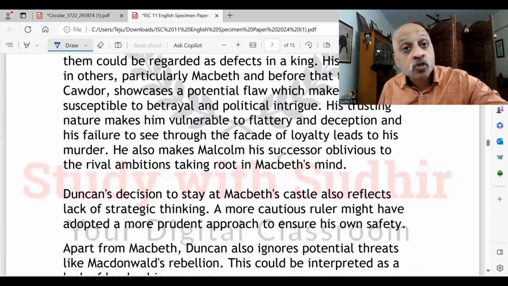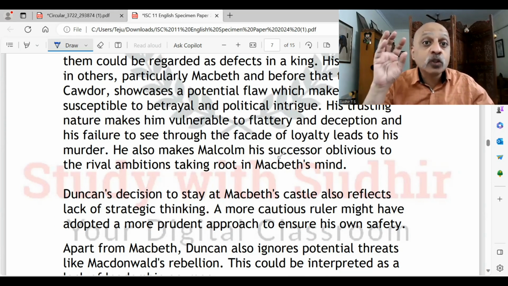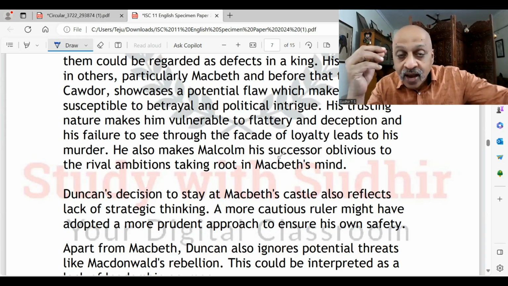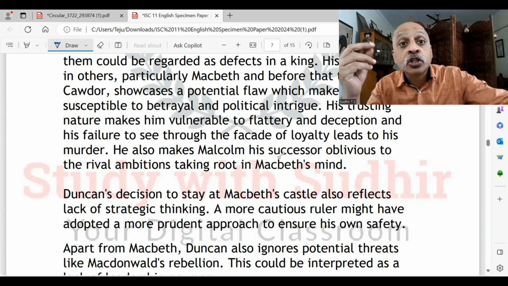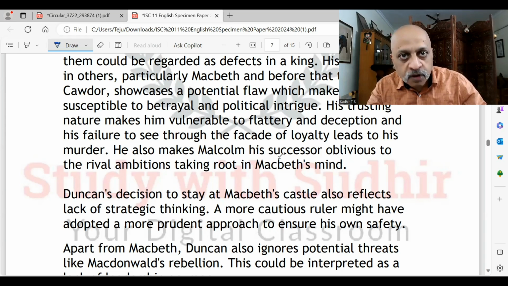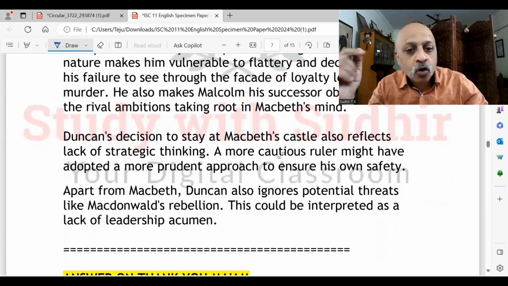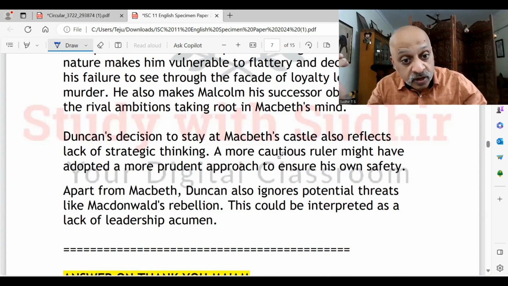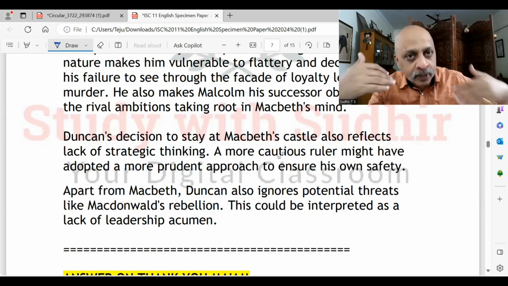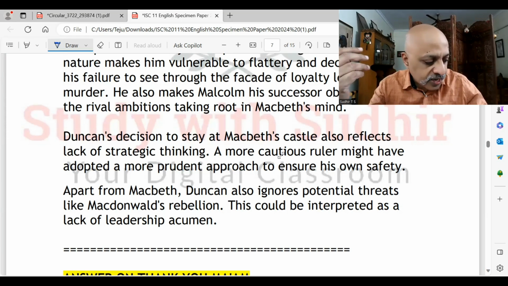Also, Duncan's decision to stay at Macbeth's castle, it reflects what? It reflects lack of any strategic thinking. A king should think, am I 100% safe here or not? A more cautious ruler might have adopted a more prudent approach to ensure his own safety. His security guards were useless people, they drank and lay there, right. Apart from Macbeth, Duncan also ignores potential threats like MacDonald's rebellion. This could also be interpreted as a lack of leadership acumen. Acumen means knowledge, understanding.